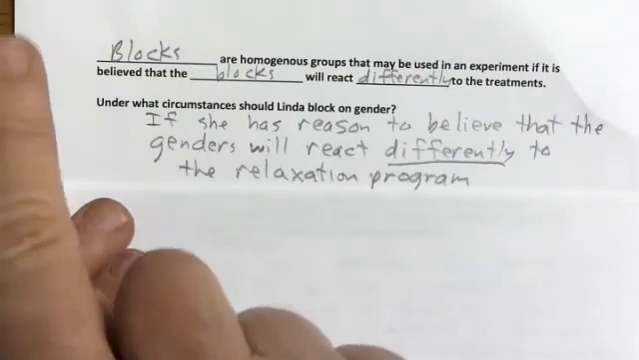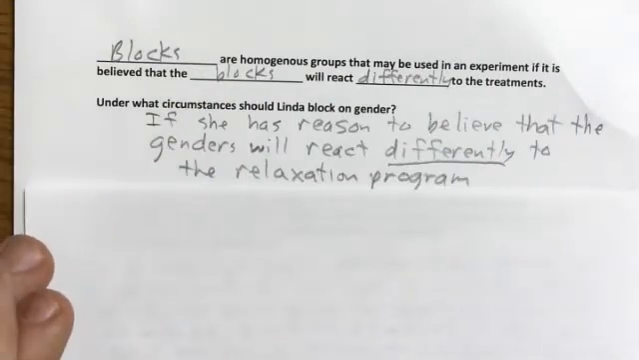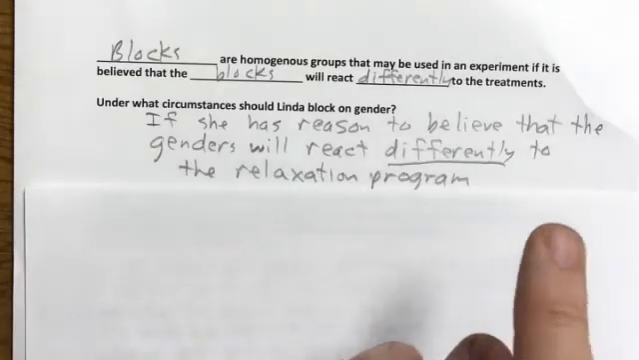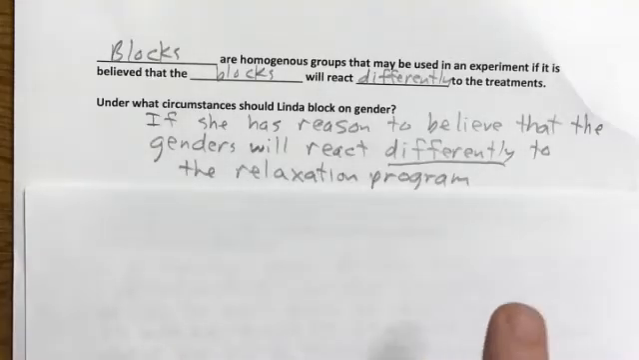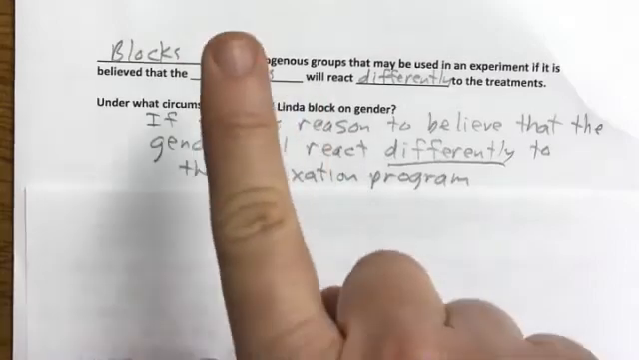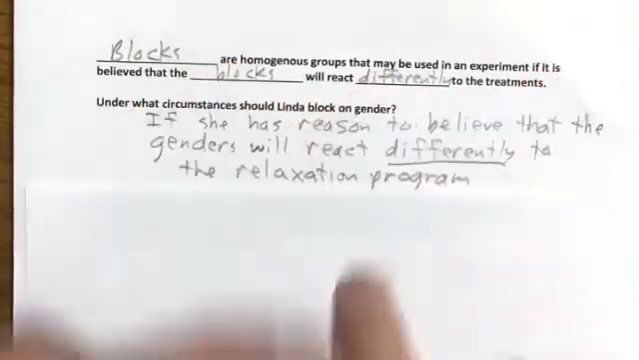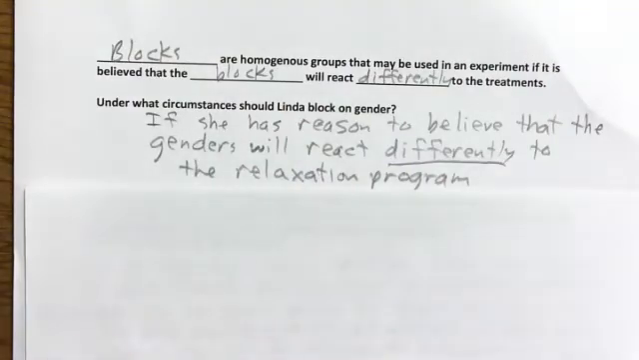Take the 30 men, randomly assign 15 to do the program, 15 to not do the program, to be the control. Within the women, if there's 20 of them, randomly assign 10 to do the program, 10 to be the control. And at the end, compare the improvement in blood pressure between the groups that did the relaxation program and those that didn't. So that's the way you do that.